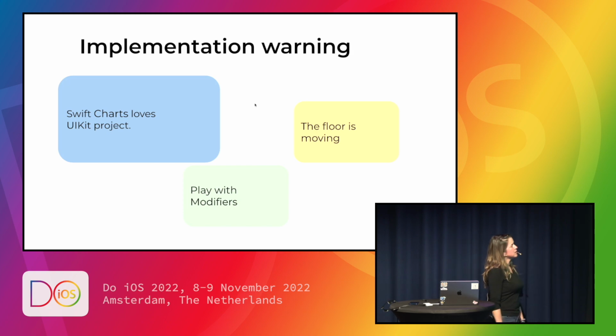And the second warning, I could say, is that the floor is moving. I mean, if it's not possible today to develop something to display, because it's more about displaying data, with Swift Charts, maybe it will be possible tomorrow, because with Apple the floor is moving. So it's important not to stop because it's not possible today. The third point is that there are so many modifiers you can play with in SwiftUI, also in Swift Charts. So if you think it's not possible, ask in the community, and maybe there is a modifier for that. Before it was "there is an app for that," and now it could be "there is a modifier for that." So yes, that's that kind of warning.